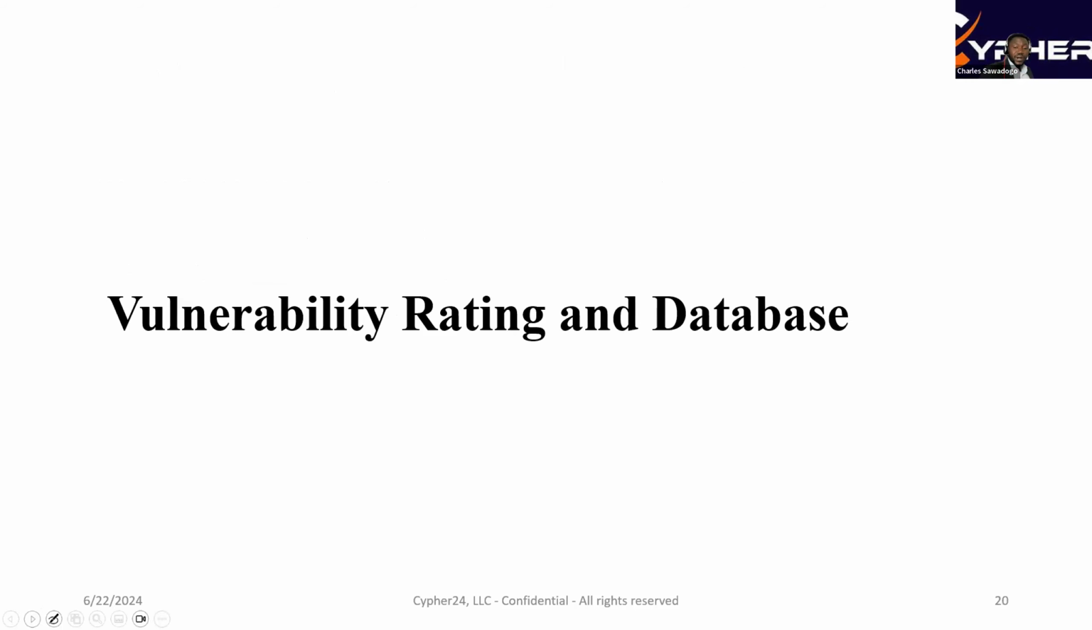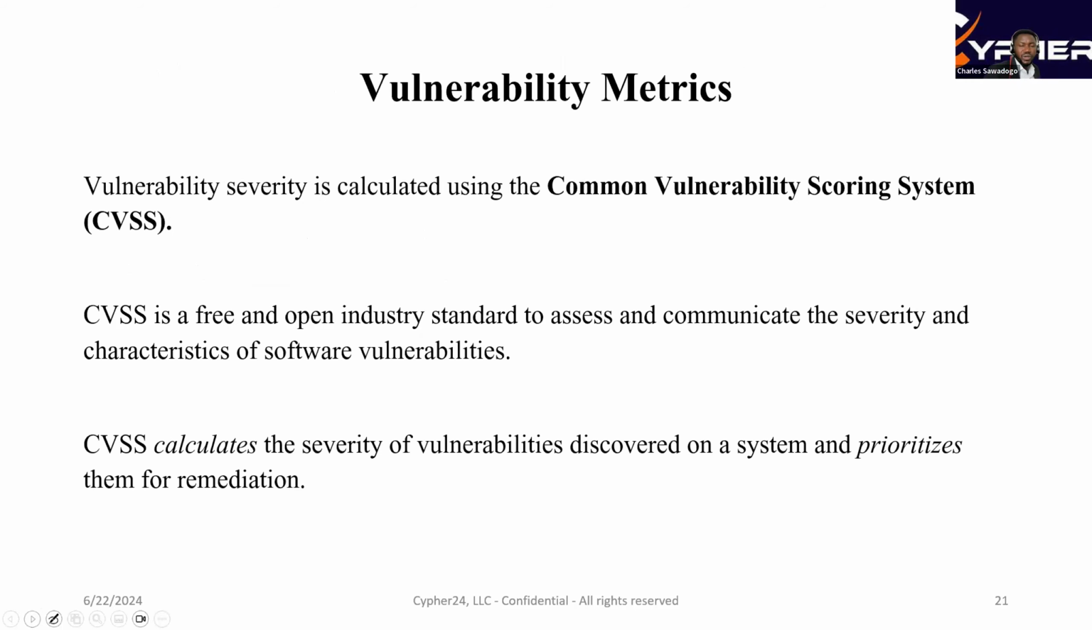Okay, vulnerability rating and database. We talked about the vulnerability metrics, right? We want to talk about the CVSS score. Vulnerability severity is calculated using the CVSS score. It is called the Common Vulnerability Scoring System, so CVSS. Retain that because we're going to be using that a lot as we go.